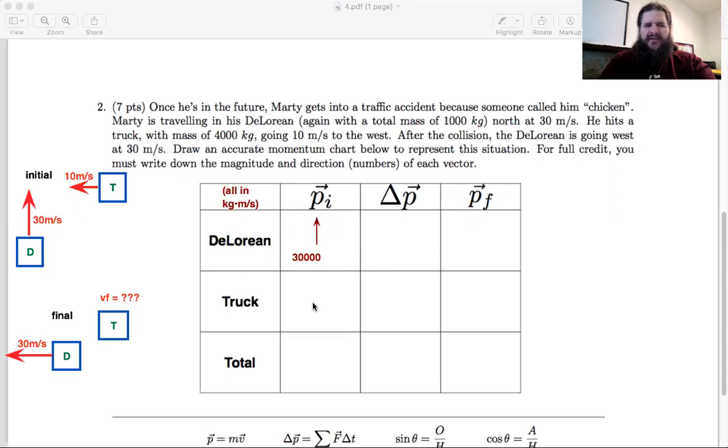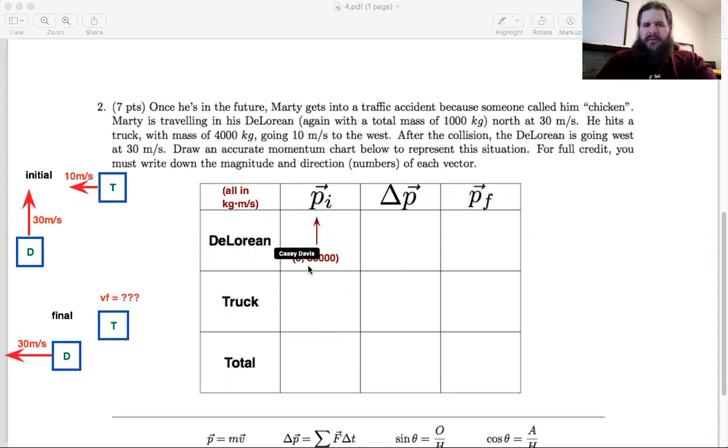Is it traveling east-west at all? No. So its X component would be 0. And then since it's traveling with 30,000 momentum to the north, we would treat 30,000 as its Y component. So this would be the vector listed in component form, 0, 30,000, in the sense that it's got 0 motion to the east and west and 30,000 kilogram meters per second of momentum directly to the north.